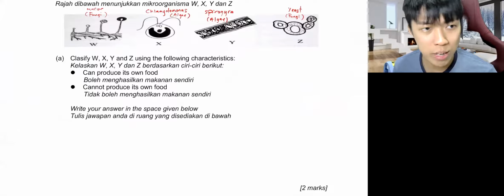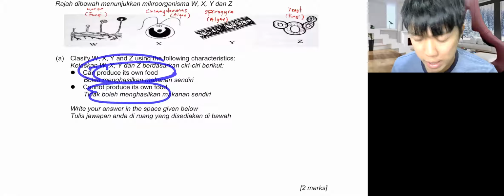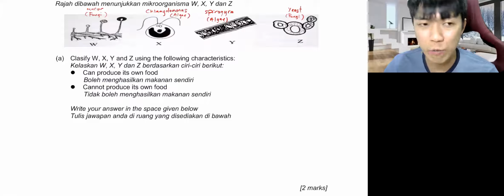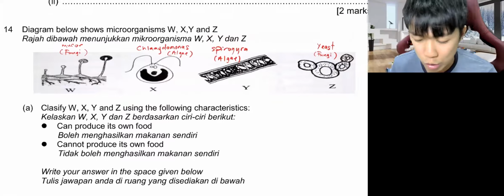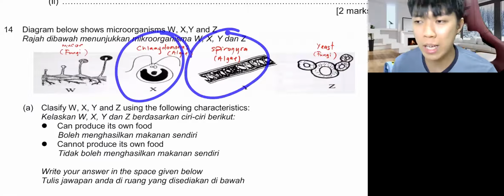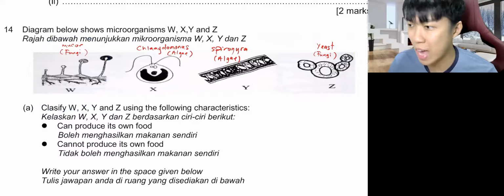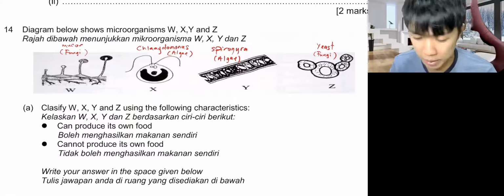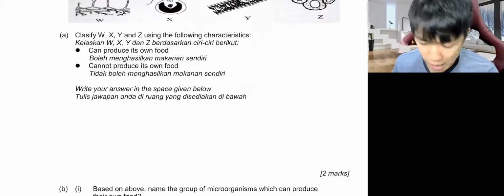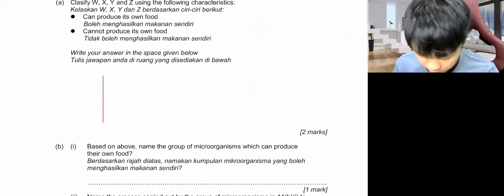So, A, classify WXYZ according to characteristics: can produce own food and cannot. When we say can produce own food, it has to be an autotroph, a microorganism that has chlorophyll. Autotrophs basically means algae. Algae can make food. Fungi are very lousy plants that can't actually make food. All right? So I think this area is for us to form a box. So we're going to make this into a box.